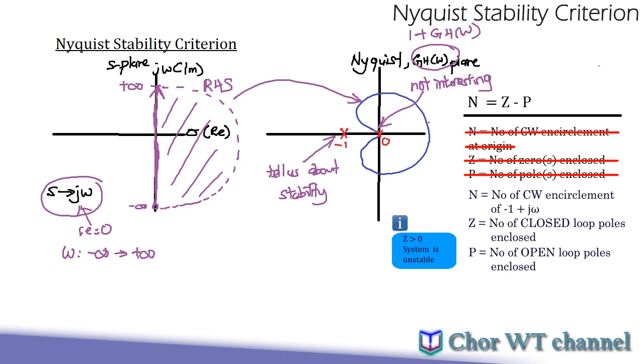With the new set of the stability criterion, we can make use of the Nyquist plot together with the information of the open loop poles, which is normally available at the start, to determine whether the system is stable or not. Okay, so that's all that I want to introduce in this video.